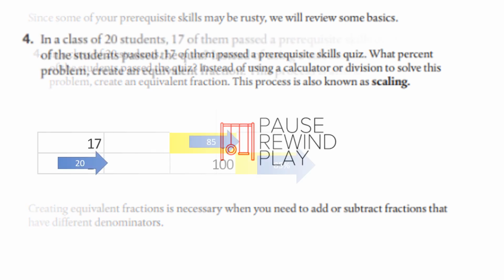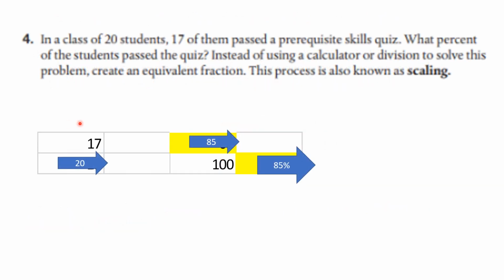Let's see. 17 out of 20 is the same thing as, you multiply the bottom by 5 and the top by 5, and you get an equivalent fraction that is 85 out of 100, and 85 out of 100 is what we say percent, so that is 85%. That is the answer you should have gotten, and I did it using Excel here.